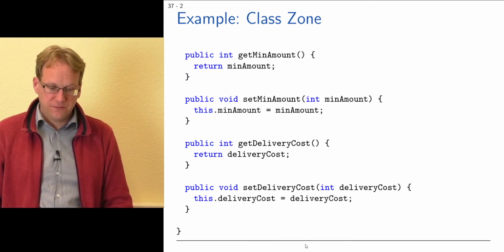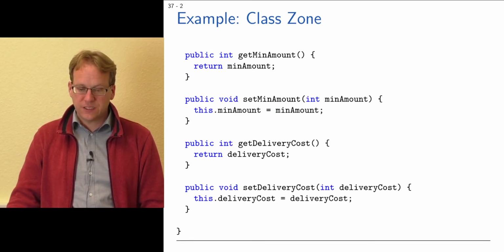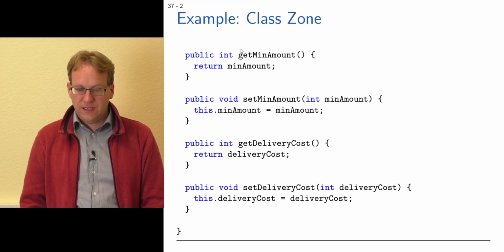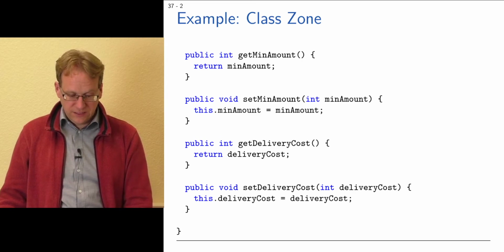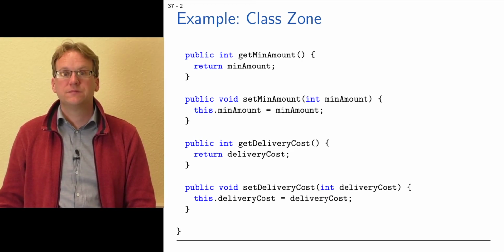The same we have with this min amount and this delivery cost attribute. There we simply have a getter method and a setter method, which allows us to read and write these attributes.